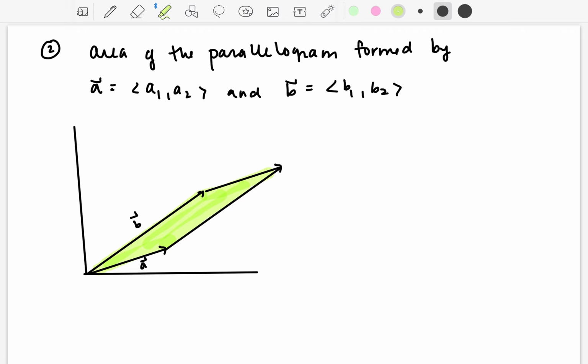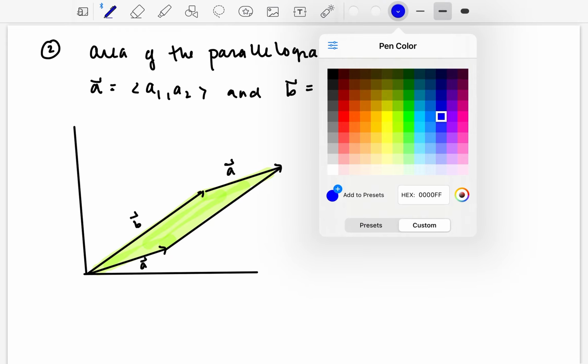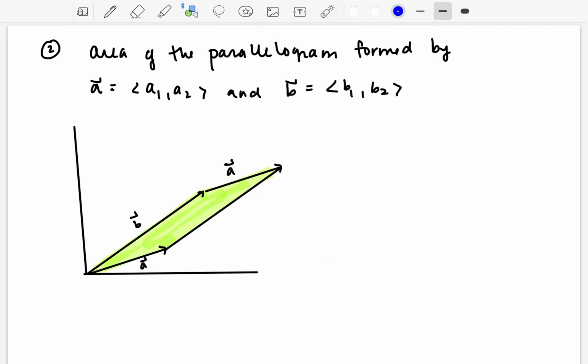So let me do a couple of things here. First of all, since this is A, then this vector from the origin will be A plus B. Let me draw it blue so that I see the difference. So that is A plus B.